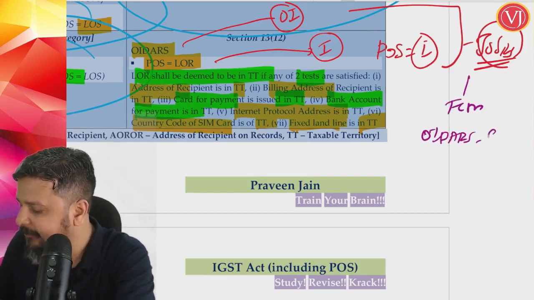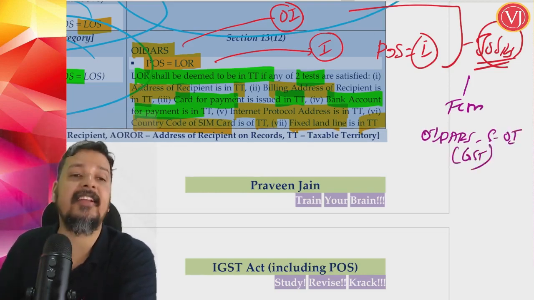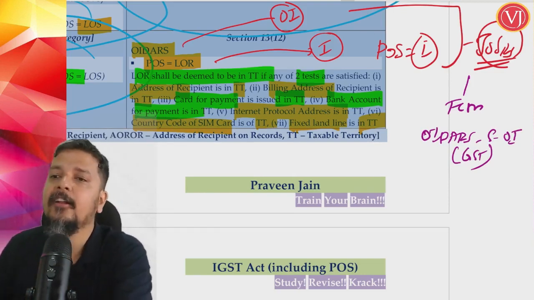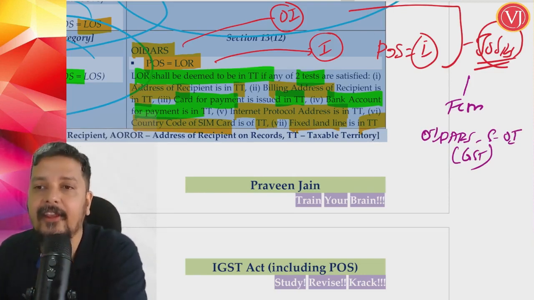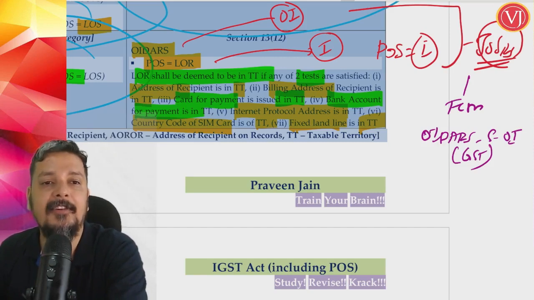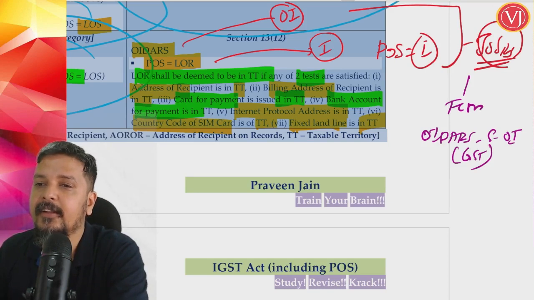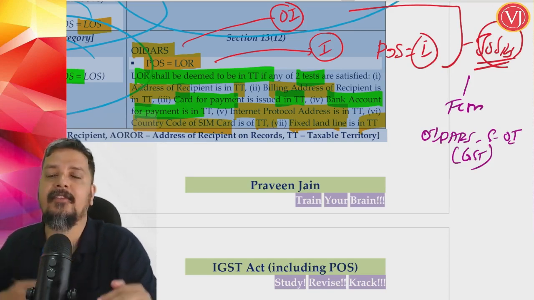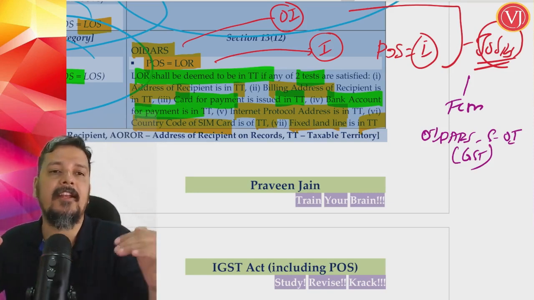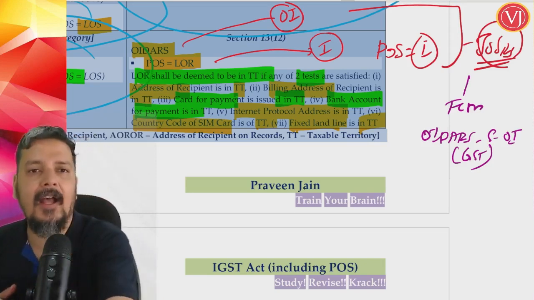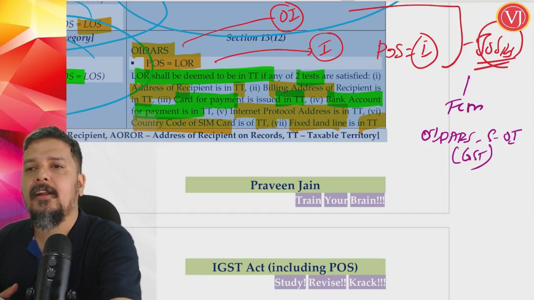OIDARS supplier outside India will be paying GST. They will be taking a special registration and filing a special return called GSTR 5A. They want to make sure that there is no differentiation between OIDRs in India, because he is going to pay GST. All the apps that you have are nothing but online information and database access and retrieval services.